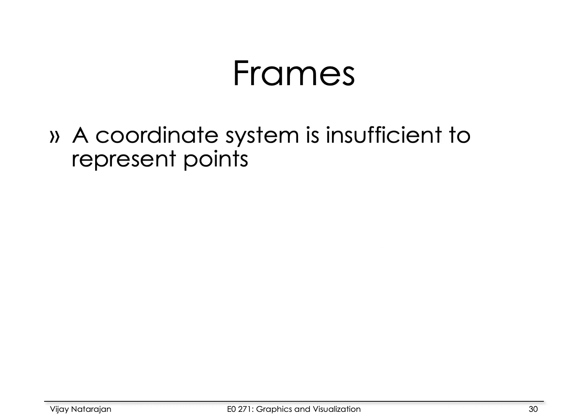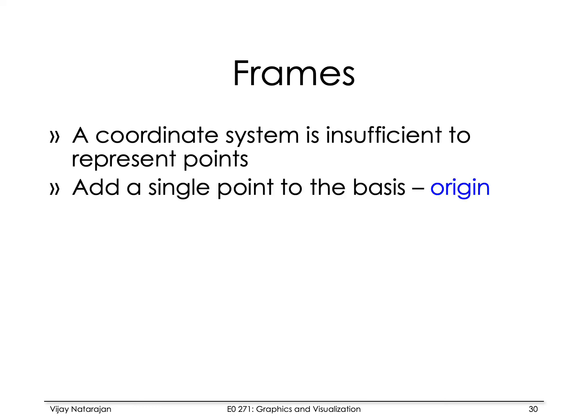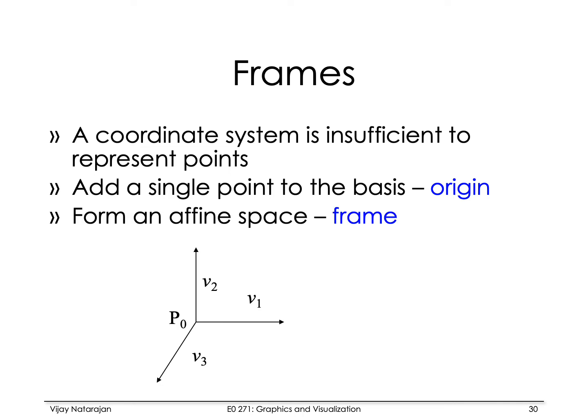In order to address this, we need frames. The coordinate system is no longer enough for us to represent our objects, particularly points. So we need to add a single point. You've seen how to do this before. We do this by adding the origin. And after adding the origin, let's call it p sub 0, to a basis v sub 1, v sub 2 and v sub 3, we get a frame. This is called a coordinate frame.